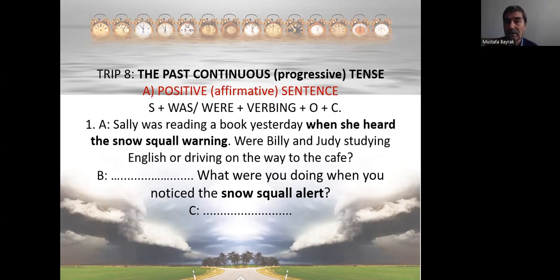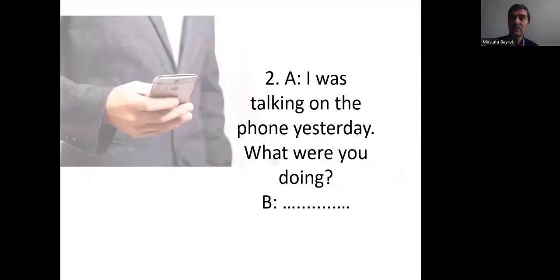the snow squall warning. Were Billy and Judy studying English or driving on the way to the cafe? They were driving on the way to the cafe. What were you doing when you noticed, when you recognized, when you heard the snow squall alert? I was talking on the phone. Yes, I was talking on the phone when I heard the snow squall alert. Okay, warning. Now, so simple, but so useful, beneficial to practice.